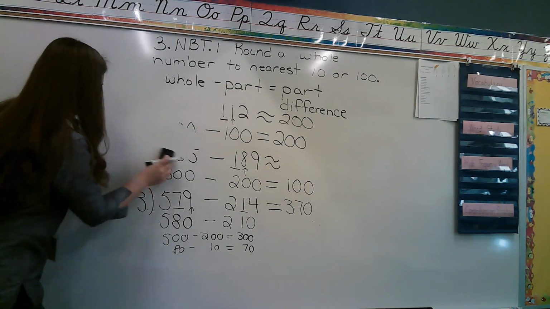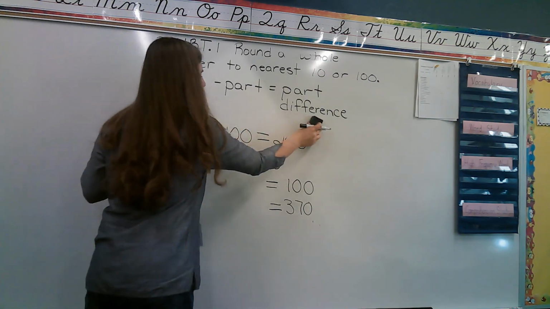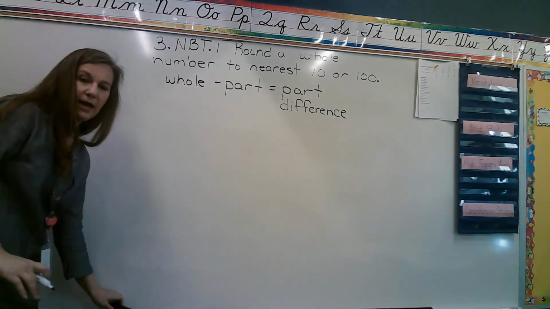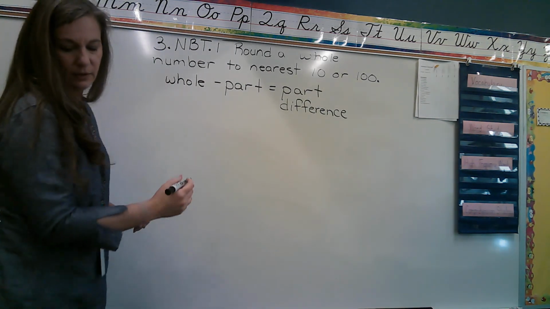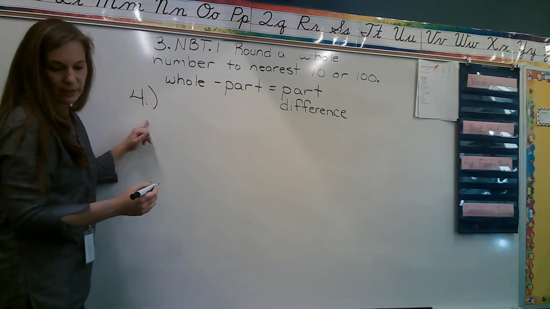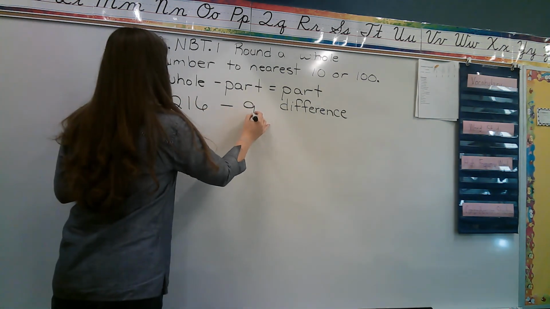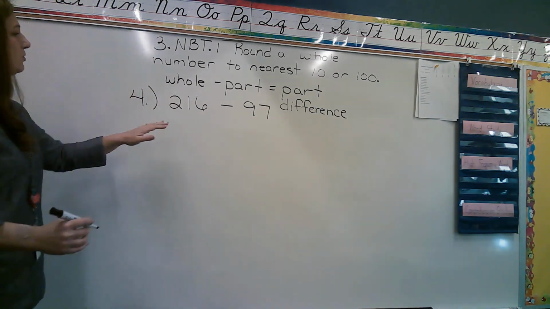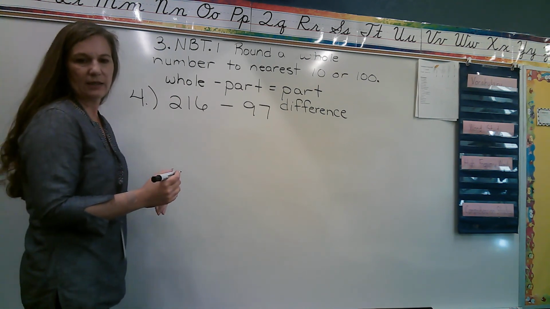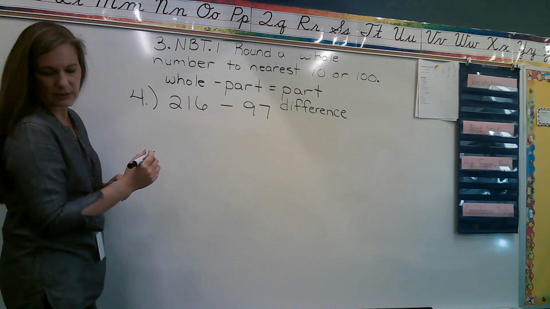So now I want to take you to number 4. And again, we're still rounding to the closest 10. If we take a look at number 4, this one might be a little tricky since it doesn't have a tens place, or a hundreds place, I mean. But hopefully it's not too confusing. So we have 216, round 216 to the closest 100. So, excuse me, to the closest 10.